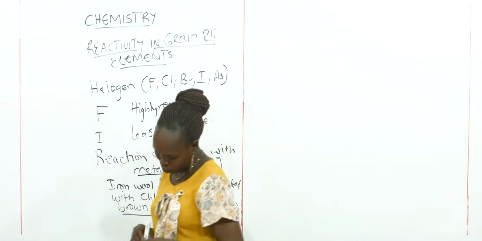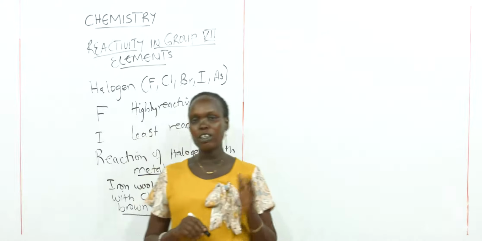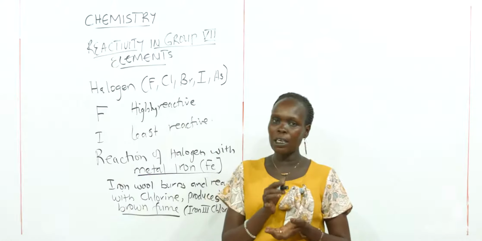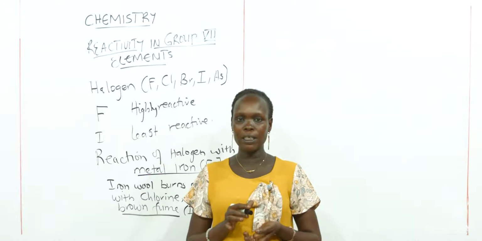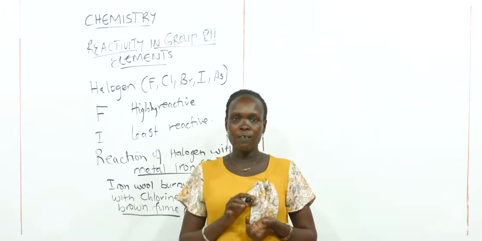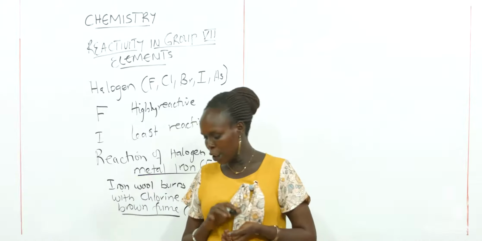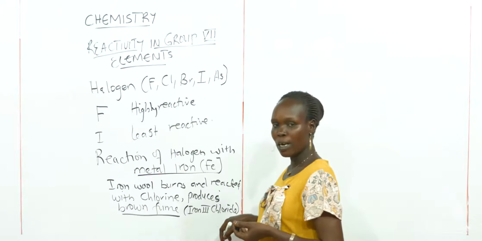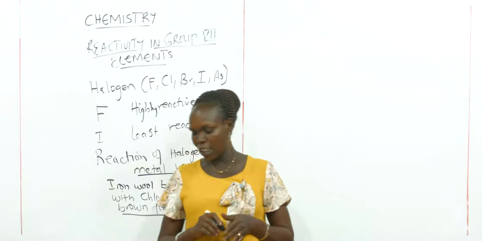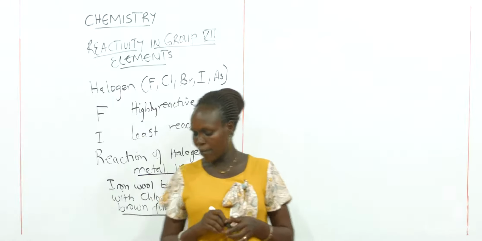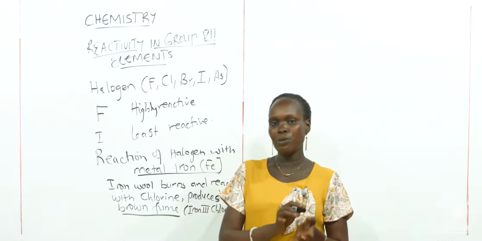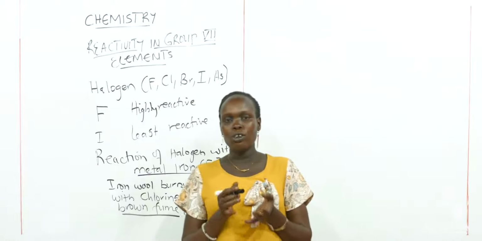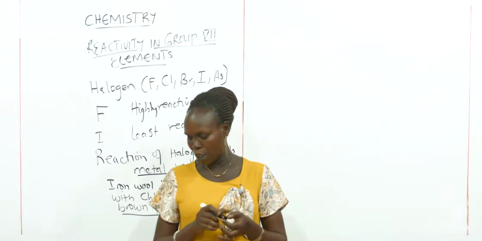So the brown fume condenses on the cooler part of the delivery tube. When you're doing your reaction, you need to have a reaction vessel, and it can be a flask or a beaker. Here we have this brown fume, which is iron 3 chloride, condensing on the cooler part of the delivery tube. There is usually a delivery tube whereby you have the products going into.